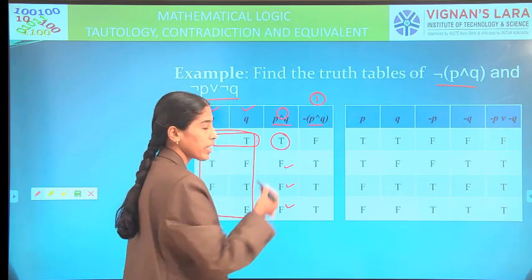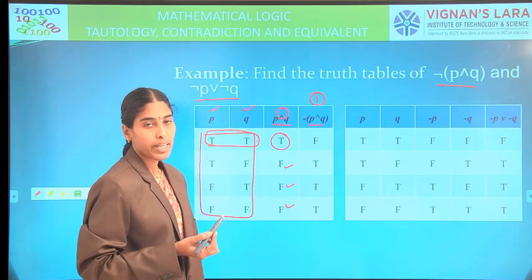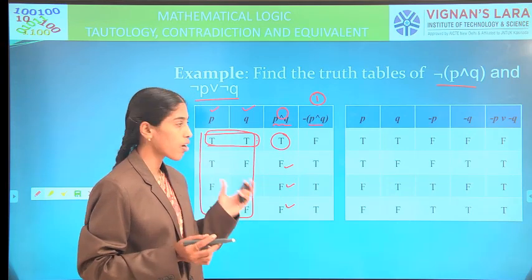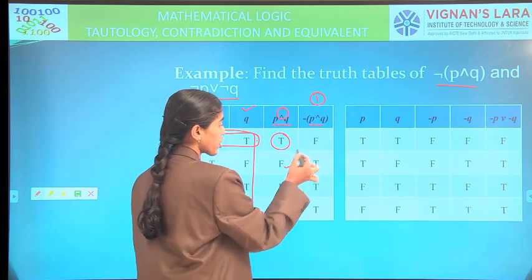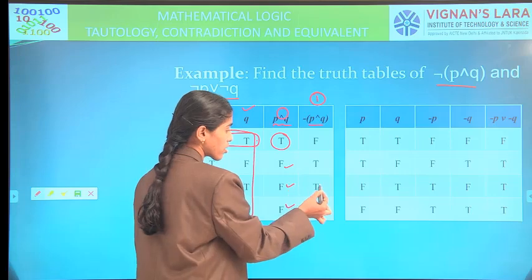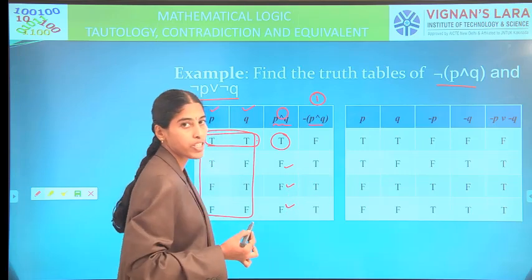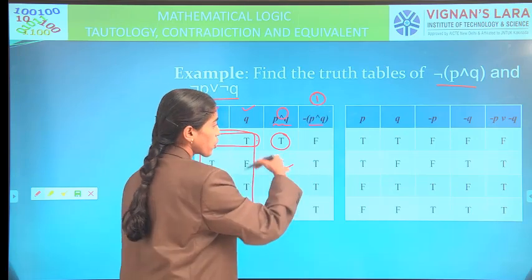Now for this P and Q we apply the negation. Negation of true is false and negation of false is true. So true negation false, false negation true, false negation true, again false negation true. Now the first truth table is completed.